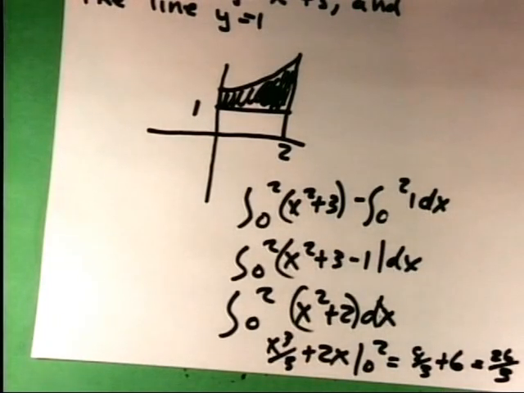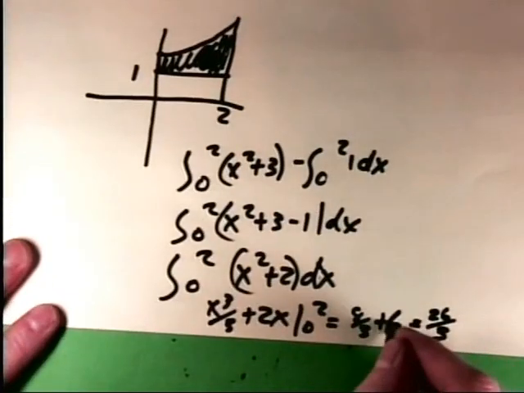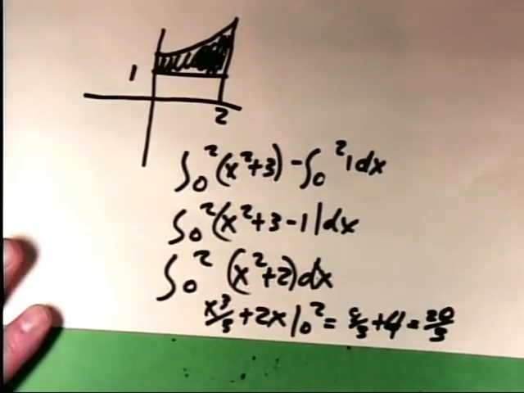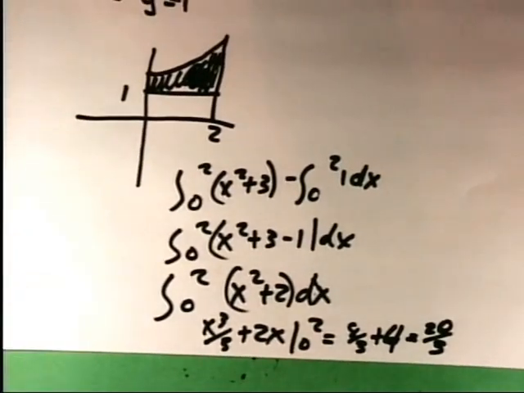Is that the right answer? As far as I can tell. No, you got it. What am I missing? 8/3 plus 4. I was just checking to see if you saw that. Oh, you tricked me. It'll be 20 over 3.